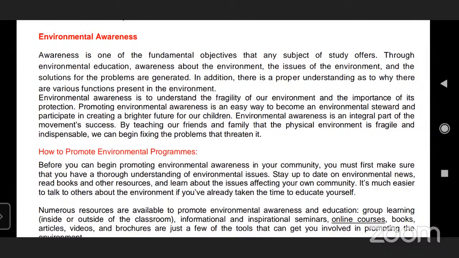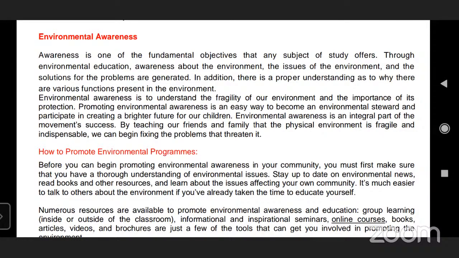Awareness about the environment, the issues of the environment, and the solutions for the problems are generated. In addition, there is a proper understanding as to why there are various functions present in the environment. Environmental education focuses the people. There is a proper understanding required as to why there are various functions present in the environment.